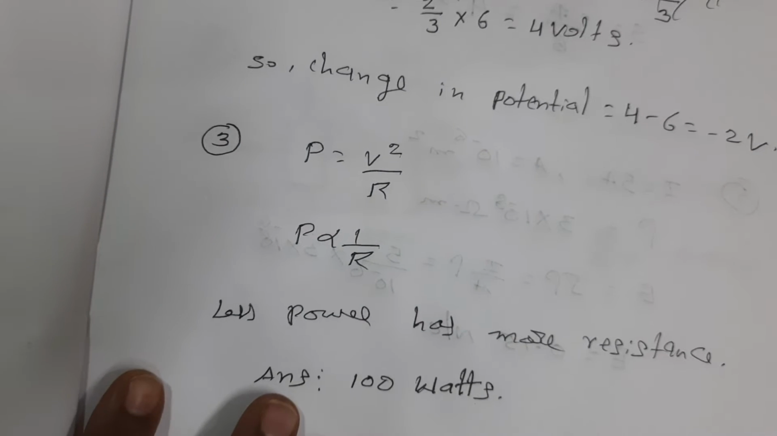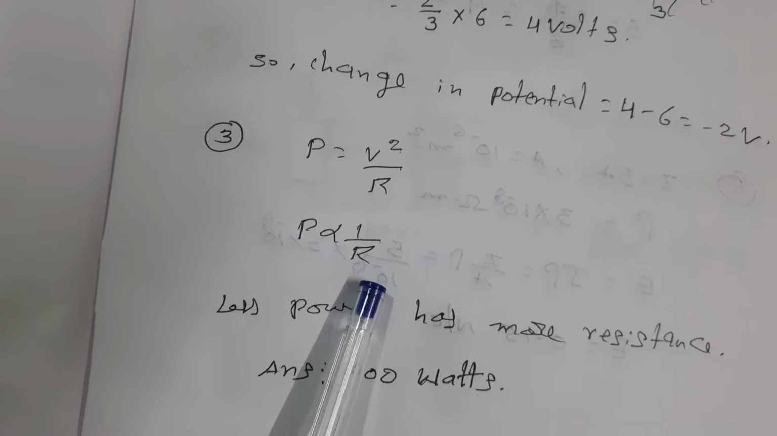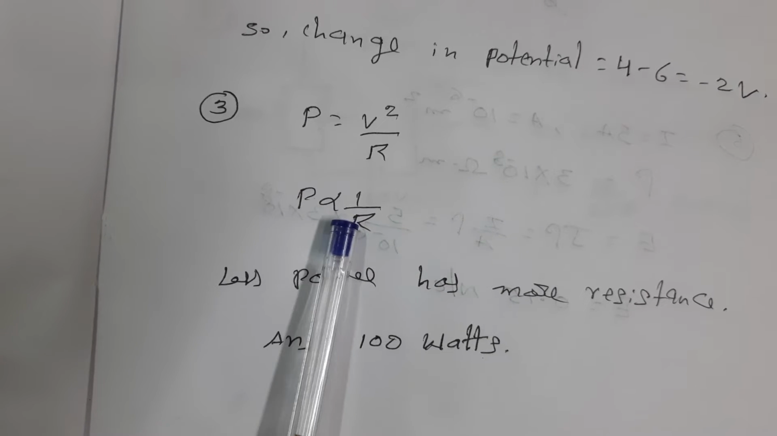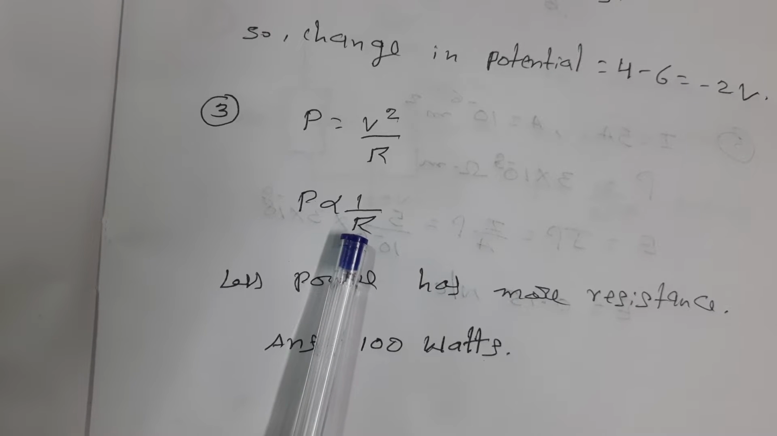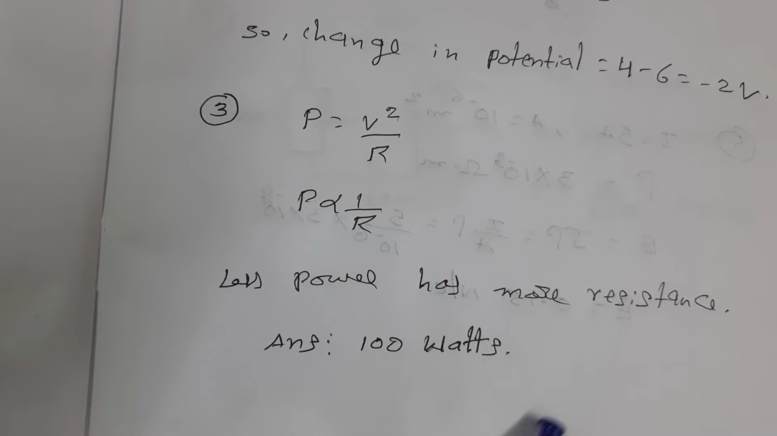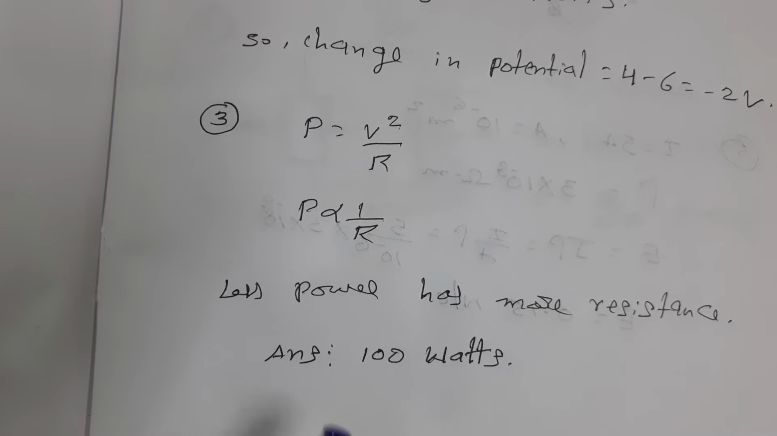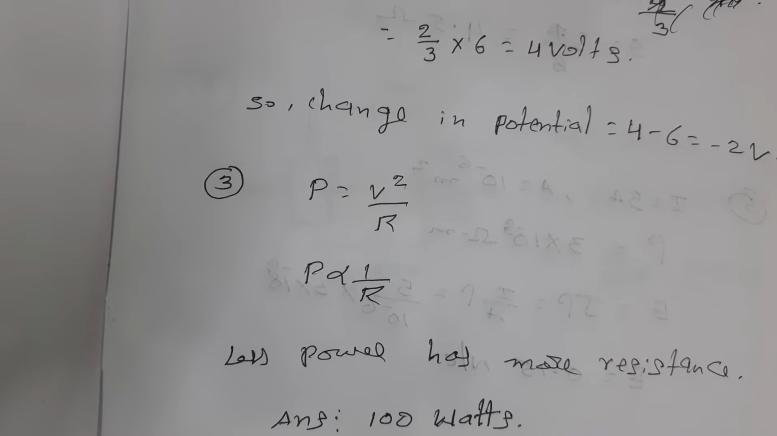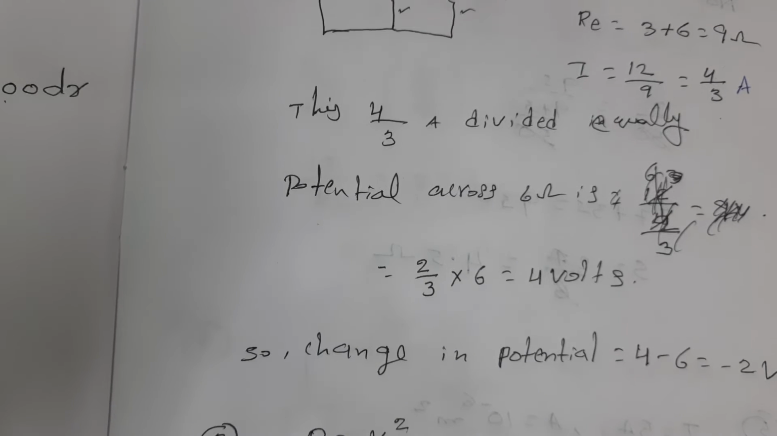In parallel, what is the relation between power and resistance? Power is V square by R, and V is constant, so power is inversely proportional to R. So more power, less resistance. But the question is which has more resistance, which means less power. Among all these, the 100 watts bulb has very little power, so it has a high resistance. This is a very simple problem, easy to remember. But the logic is that same potential means they are connected in parallel. That is the main thing.